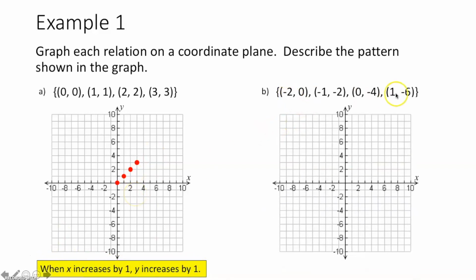Part B, we have these points that we're going to graph on this coordinate plane. So first, we have -2, 0.